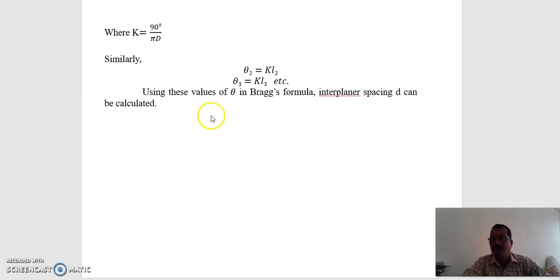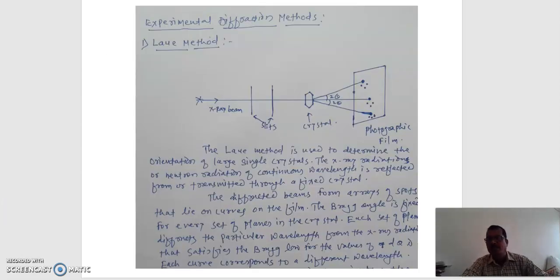Then we see another diffraction method, the Laue method, and next the rotating crystal method. These methods are added newly in the new syllabus. The powder method is an old method that already existed in the syllabus.